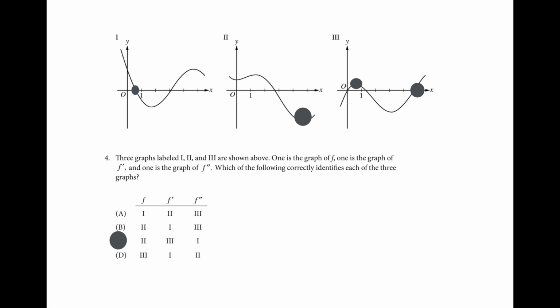You can also check where the graph is decreasing, and check where the graph has a negative value. You have many techniques, but for me I prefer this way of finding which graph is the derivative.